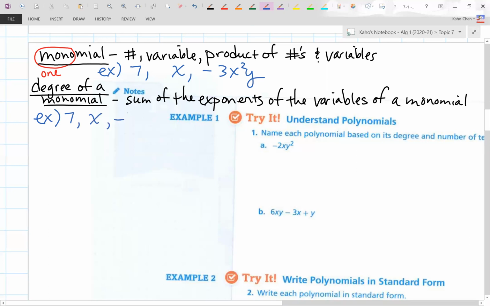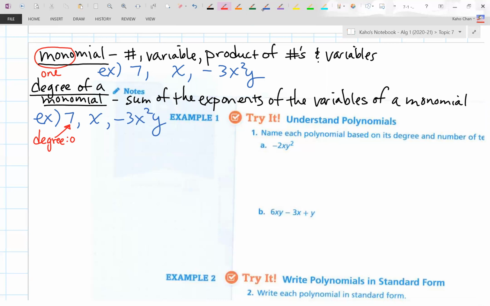7x and negative 3x squared y. The degree of the first one, which happens to be just a constant, is 0. There's no variable, so you're assuming it's to the 0 power. Anything to the 0 power is 1. So technically, it's like saying 7x to the 0 power. That's just a quick show of how x to the 0 power is 1. It's kind of invisible there.